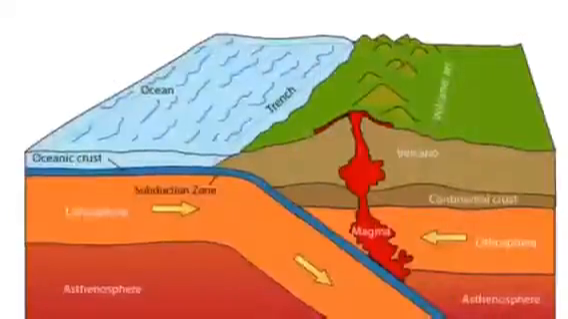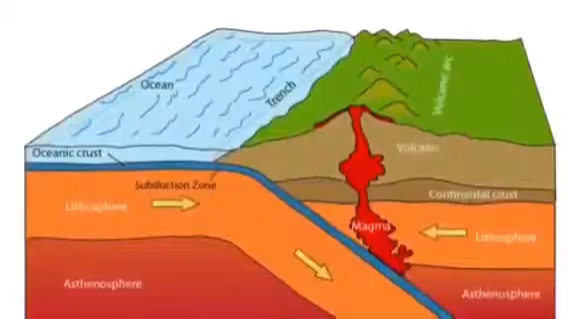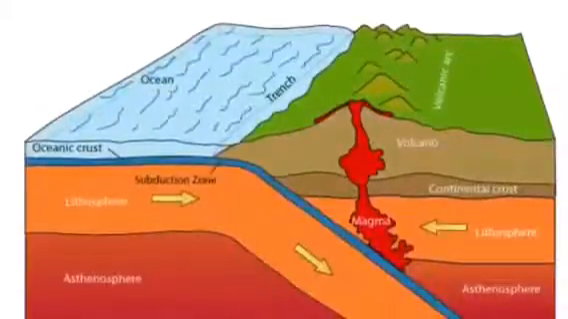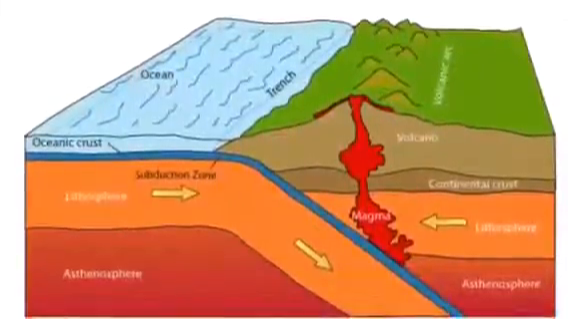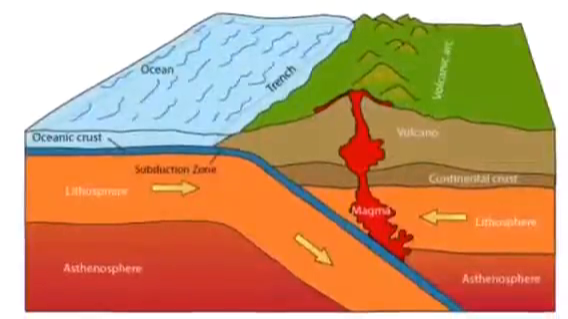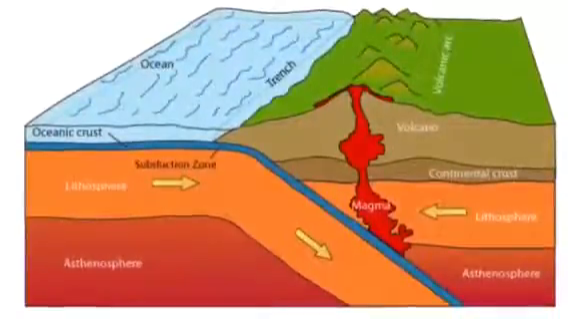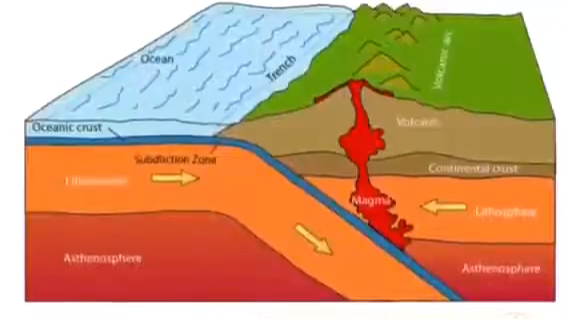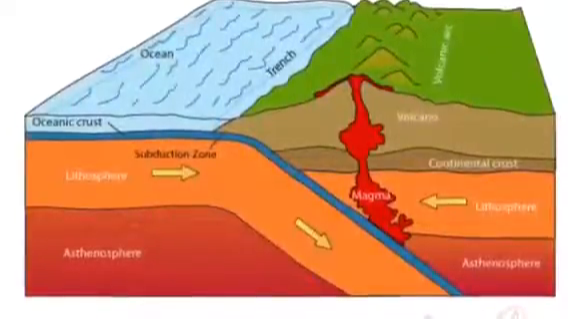Where plates containing oceanic crust move towards those containing continental crust, a destructive plate boundary is formed. The heavier oceanic crust is forced underneath the continental crust in the area called the subduction zone. Friction causes the crust to melt, and newly formed magma may be forced to the surface to form a volcano.